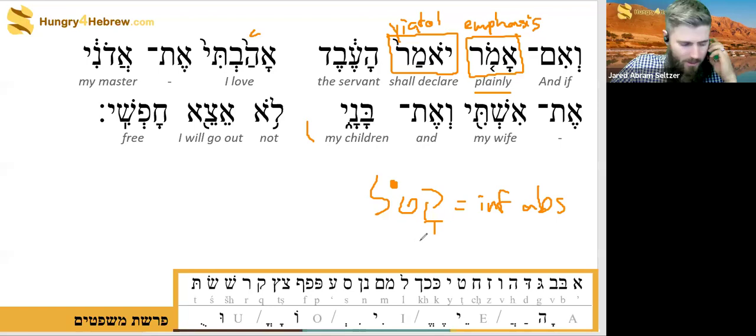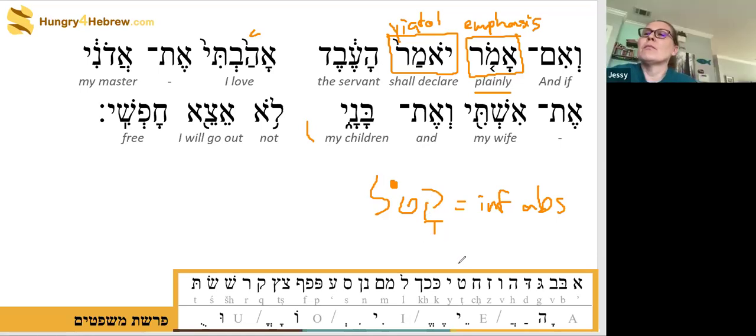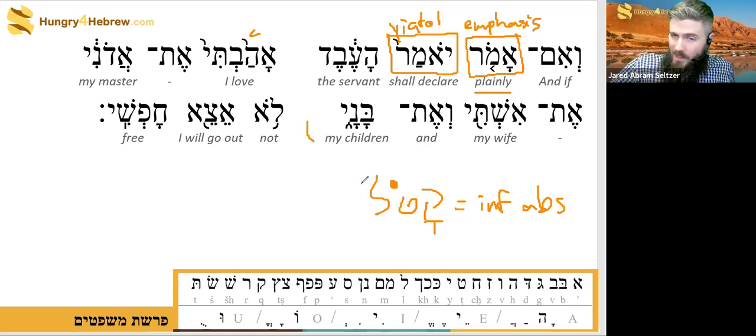What do they call it? The tautological use of the absolute infinitive. Yeah, emphasizes. Now, sometimes the infinitive absolute can be used in place of finite verbs, conjugated verbs. Like sometimes you'll see this be an imperative.